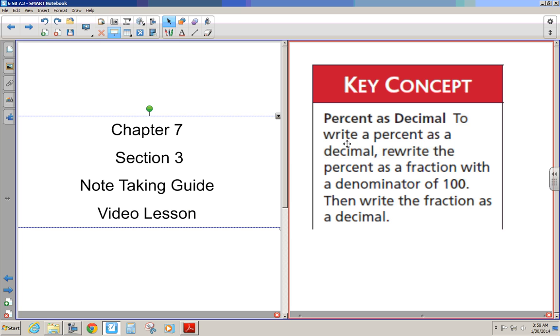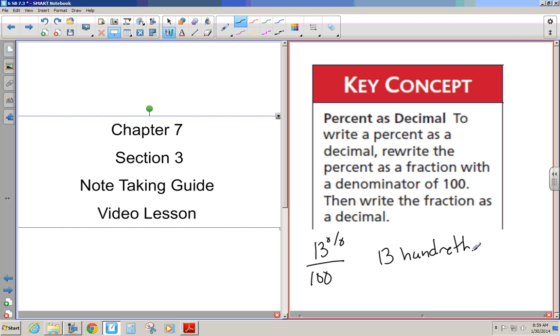To write a percent as a decimal, you first rewrite the percent as a fraction with a denominator of 100. Then write the fraction as a decimal. So basically what you're looking at is you could have 13% over 100. This would mean 13 hundredths, which would be 0.13.